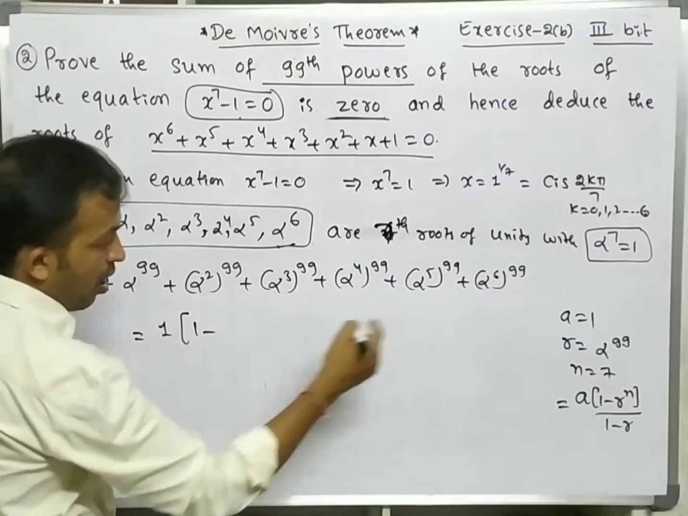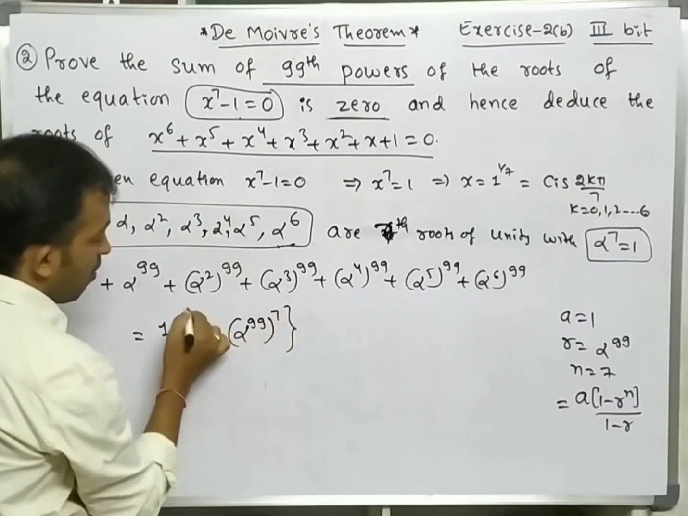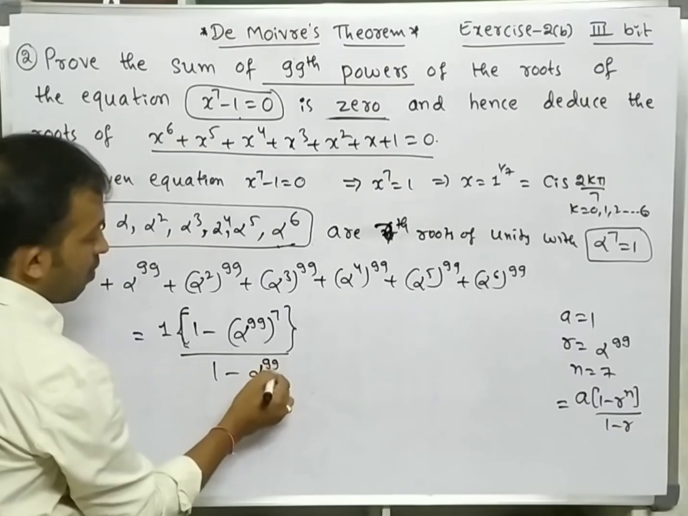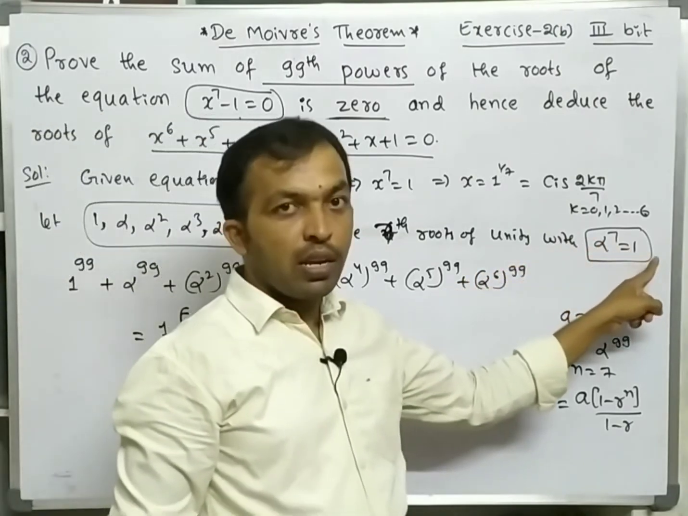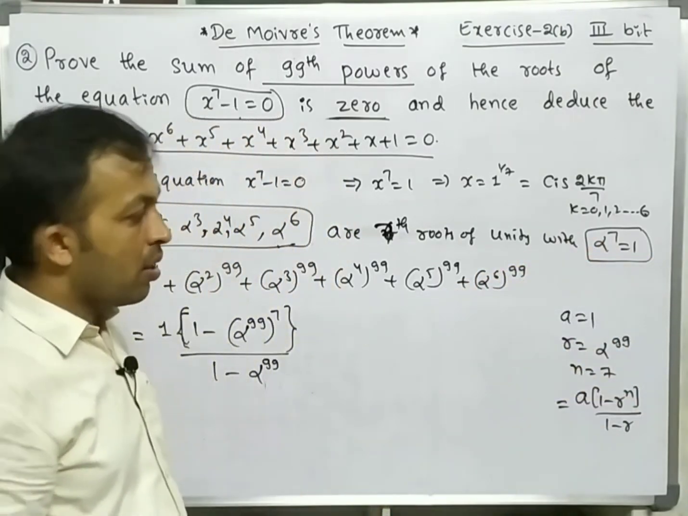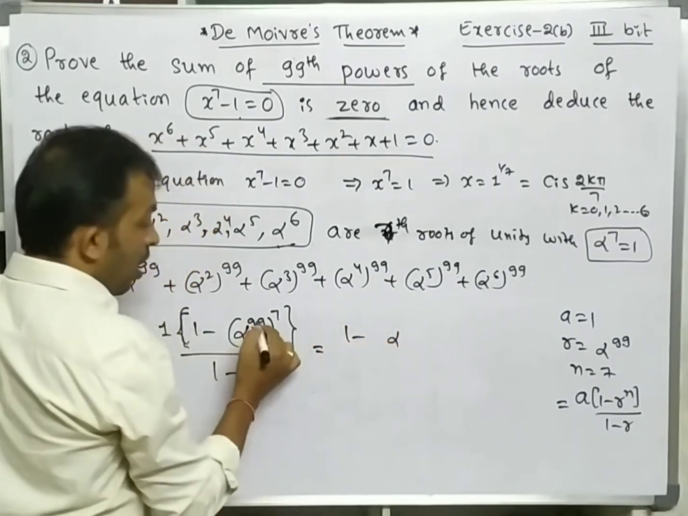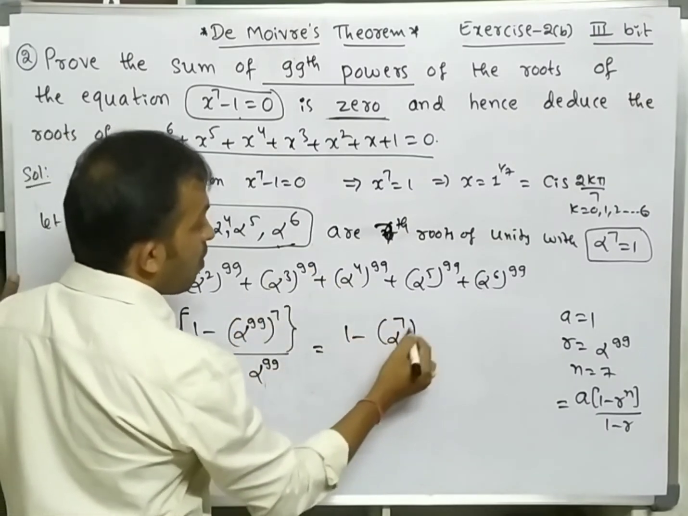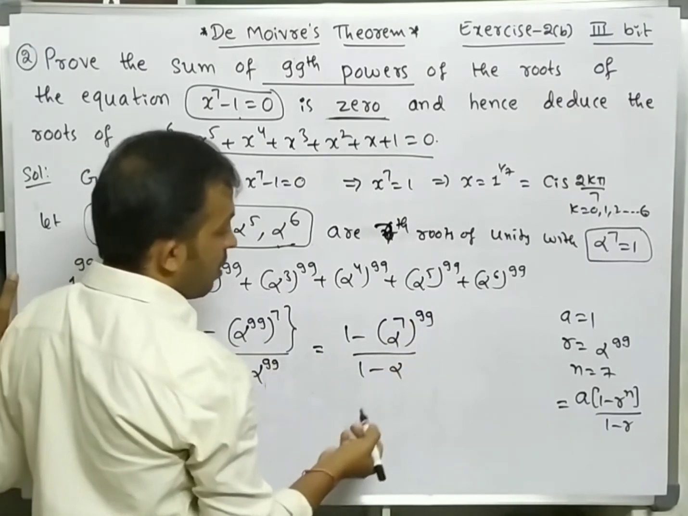What is r here? The common ratio is alpha power 99, and the sum is (1 minus r to the power n) by 1 minus r. That is, alpha power 99 can also be written as alpha power 99 value. Alpha power 7 is 1, right? Then alpha power 99 is alpha. Okay, so (a power m) whole power n can be written as a power mn. That is, (alpha power 7) power 99 by 1 minus alpha or alpha power 99.